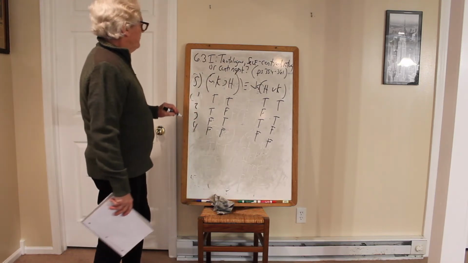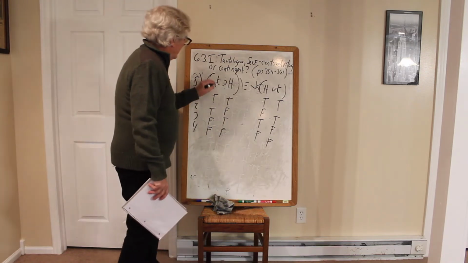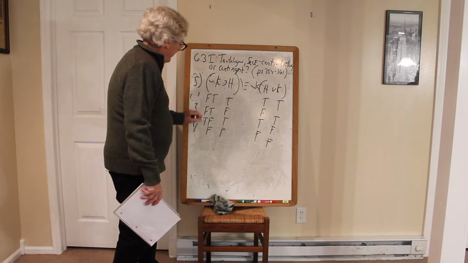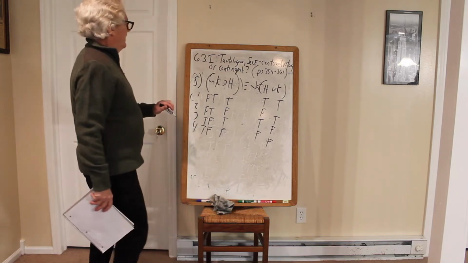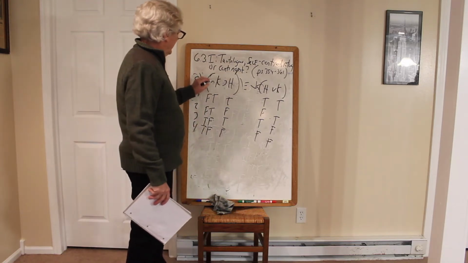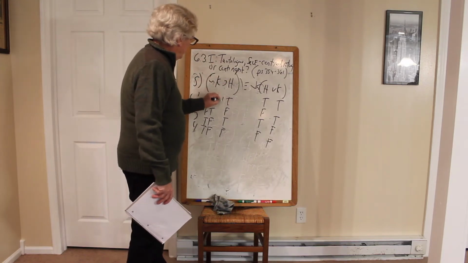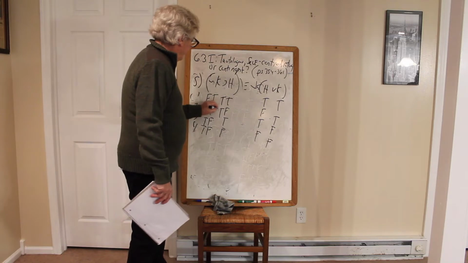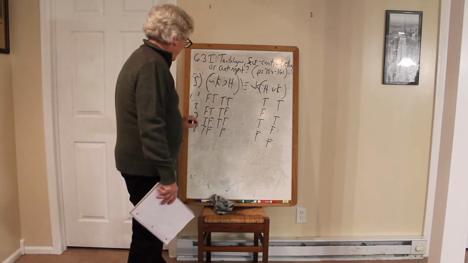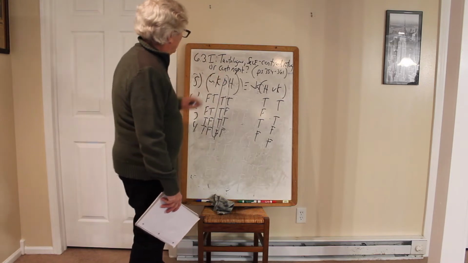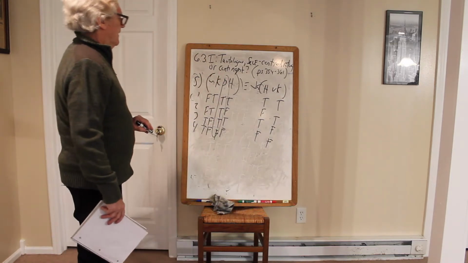All right, so then I have to do not K: not true is false, not false is true, not false is true. Then I can use this row here, the first negation sign, to imply the H. So it's F implies T is T, F implies F is T, T implies T is T, T implies F is F. I'm going to circle that again because I know I'll be using that later.